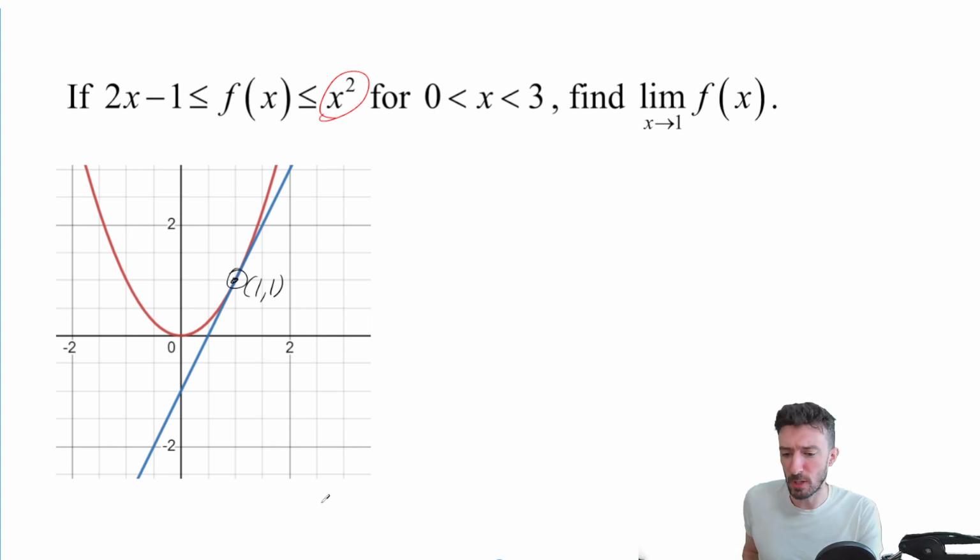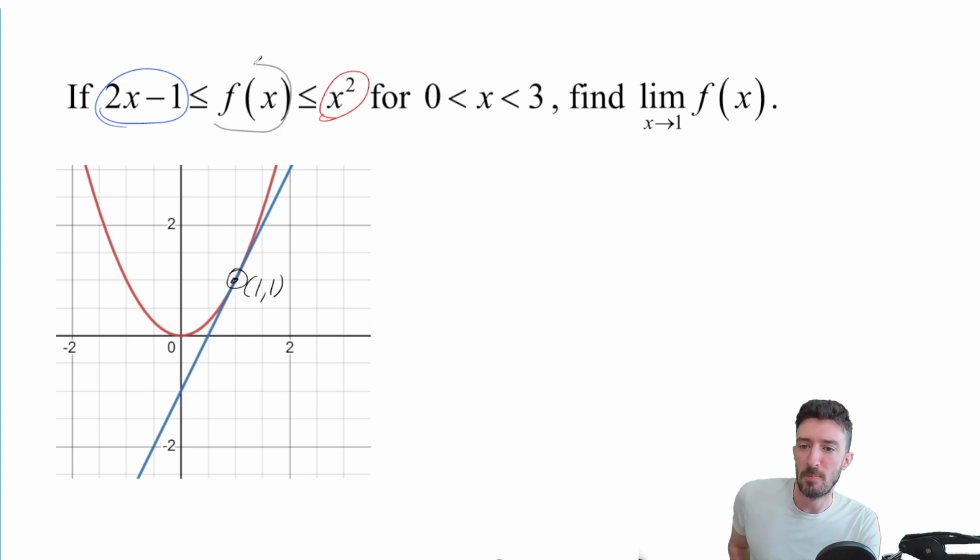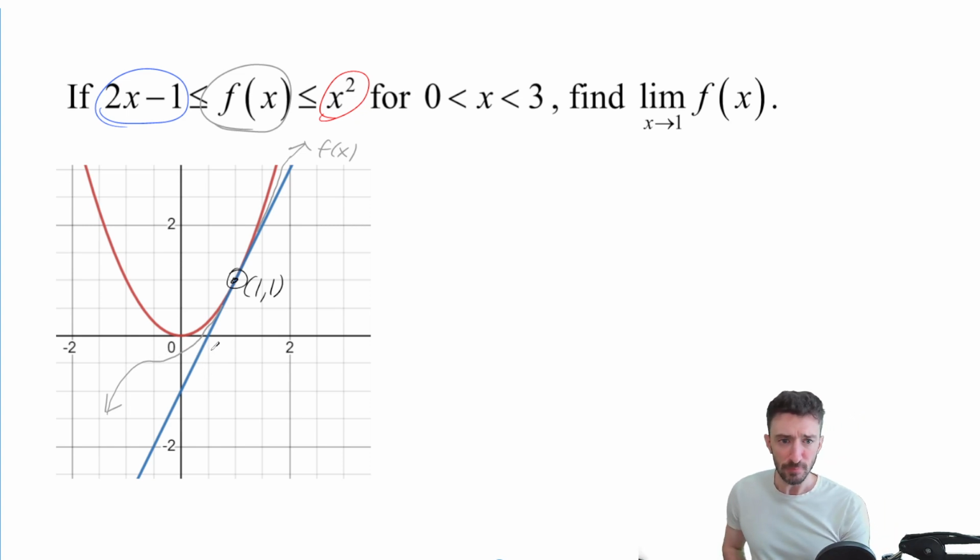So this is something where we'll be able to apply the squeeze theorem because they told us that f of x is in between those two graphs. So I don't know exactly what f of x is. It could be anything weird. Maybe it's just something that looks like this. But it's got to be in between these two graphs. So however I draw it, it's got to be something that's in between the red graph and the blue graph.